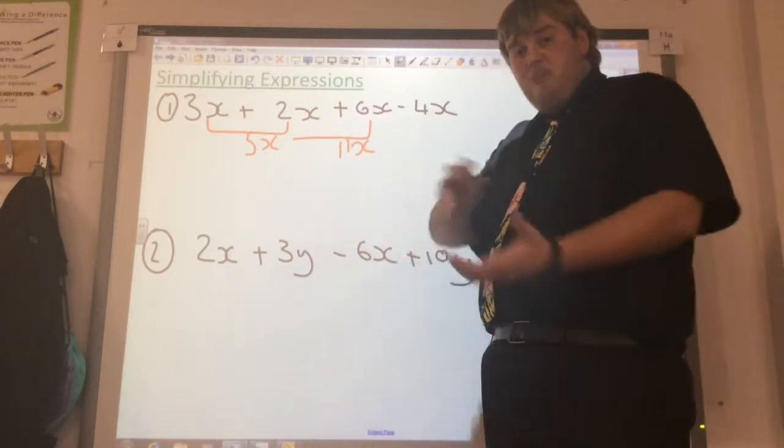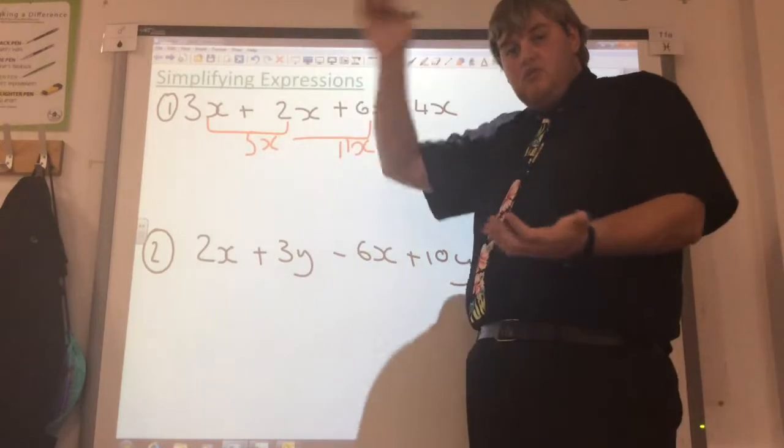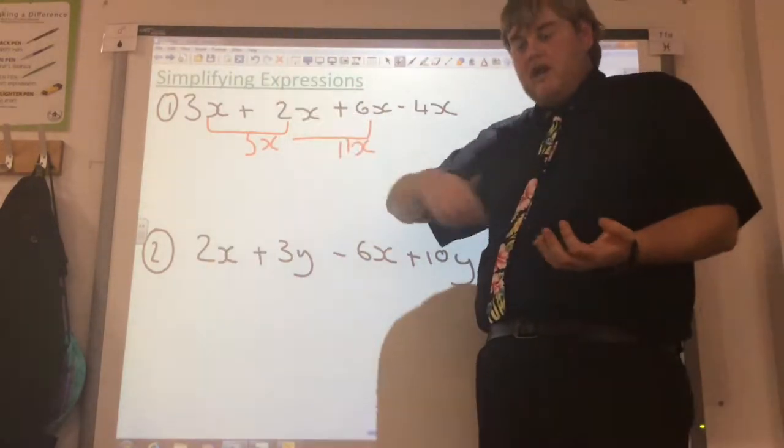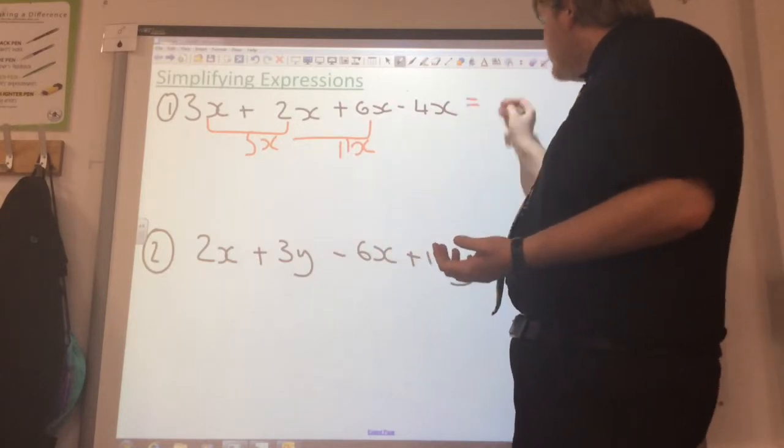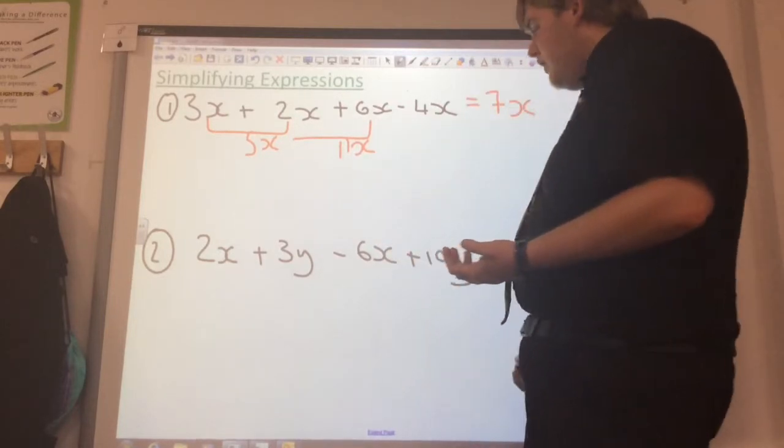And now we've taken this big pile of 11 x's that we've got, and we take 4 of these away. We get rid of 4 of them because we're subtracting 4. So now we do 11 subtract 4x, which gives us 7x.